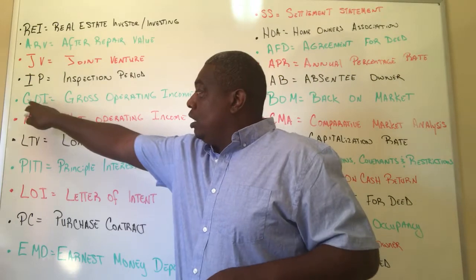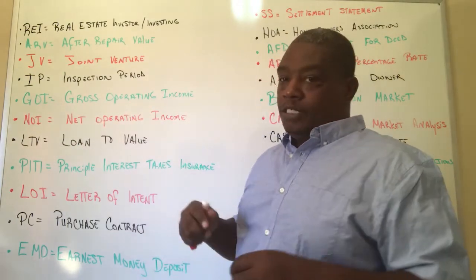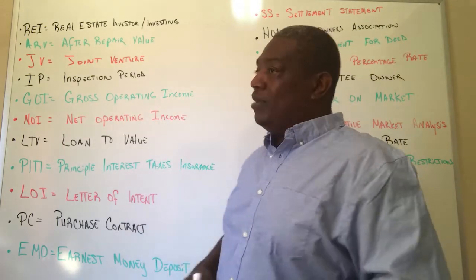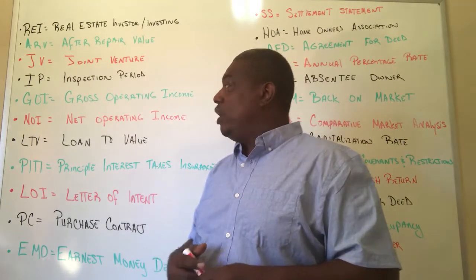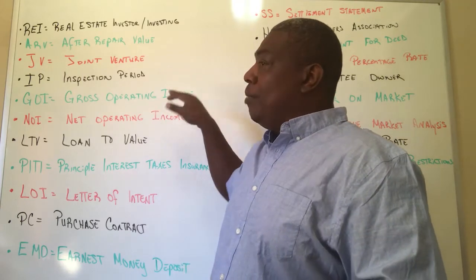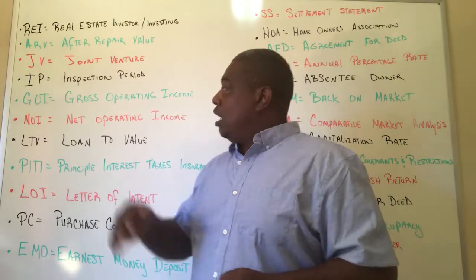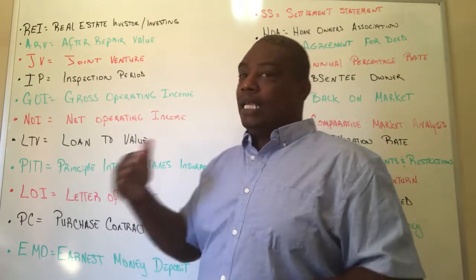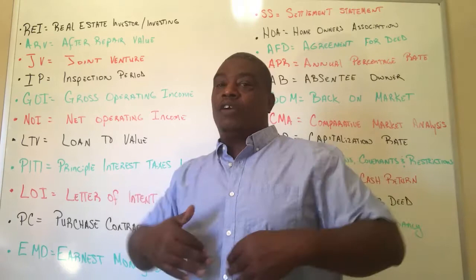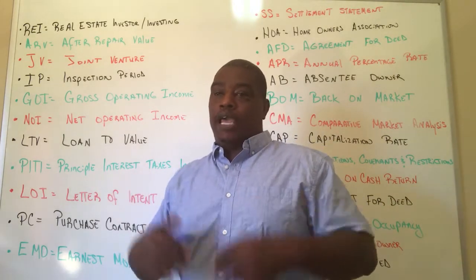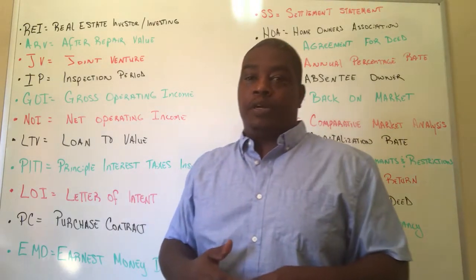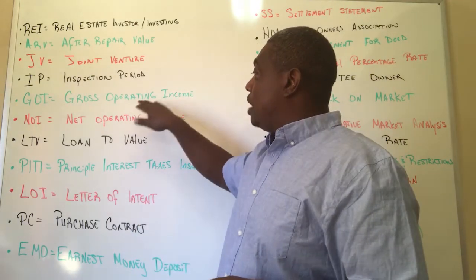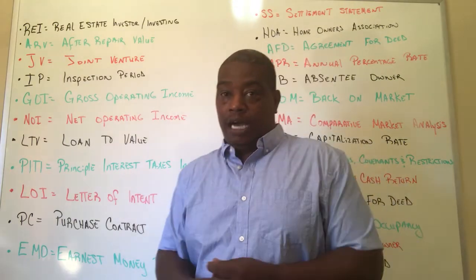Then you have GOI, which is a rental term for gross operating income, and that's just a general business term as well. So this is the income made annually without any expenses taken out. So this is what you have coming in a month or annually. So if you have 2 rental properties and each rental property is bringing in $500 a month, then you have a gross operating income of $1,000.